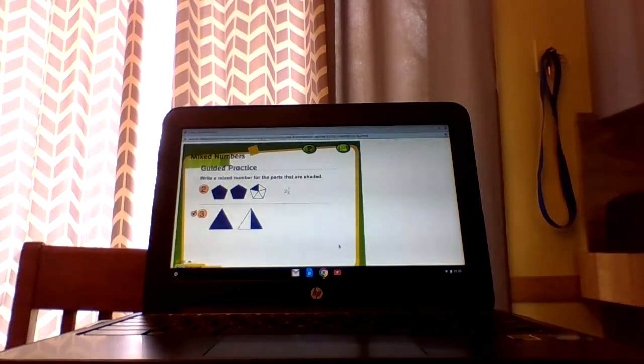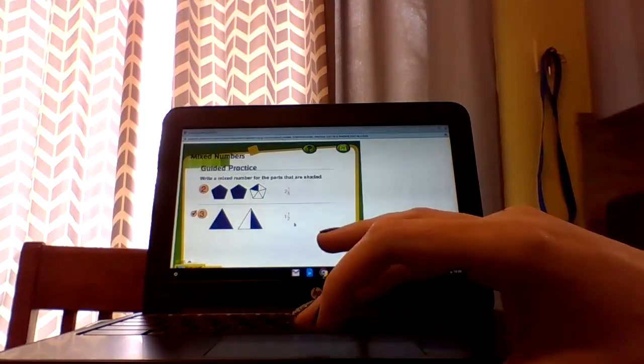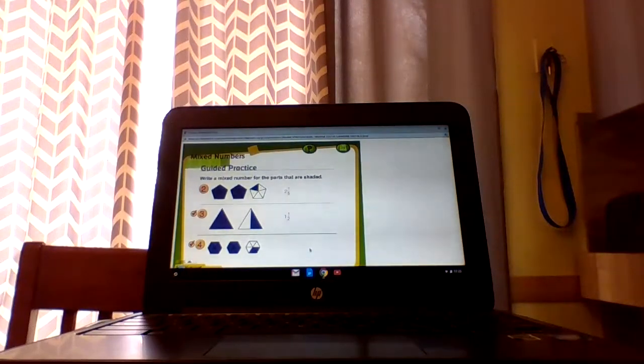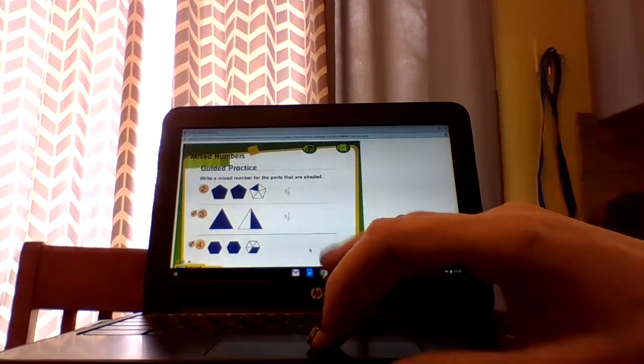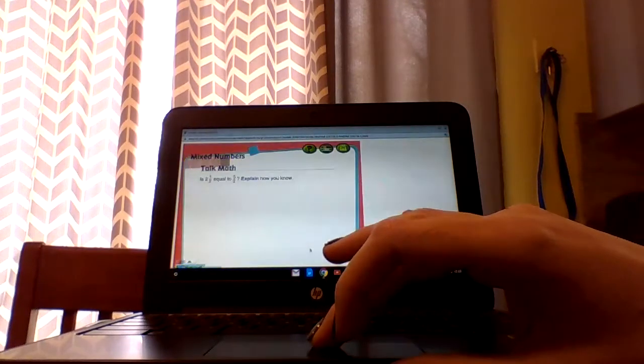What about this triangle? These triangles. 1 and, remember we don't say 1/2, we say 1/2. 1 and 1/2. Look at the hexagons. I see 1, 2, there's my whole number, and 2/6. We read it 1 and 2/6.